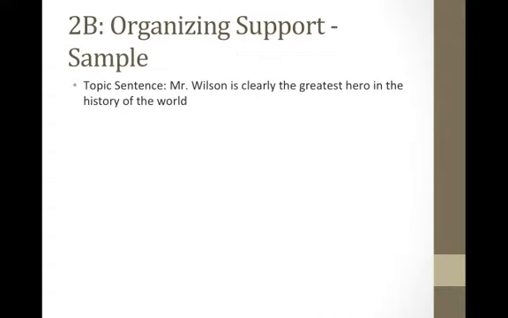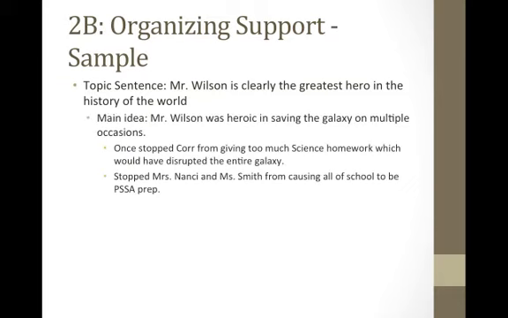Our topic sentence is, "Mr. Wilson is clearly the greatest hero in the history of the world." Our first main idea is that he was heroic in saving the galaxy on multiple occasions. So you can say that's one reason to say somebody's heroic, because they saved the galaxy. Definitely true.